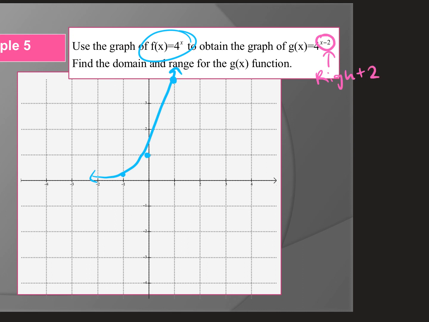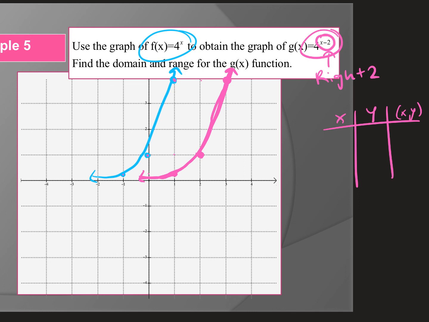So all of my points just get moved to the right 2. So instead of being here, I go 1, 2, now I'm there. Instead of being here at 0, I go 1, 2, now I'm at 2. And then instead of being at 1, I go 1, 2, now I'm at 3. And then just connect my dots. Just like we did before, if we wanted to, we can plug in points for x, get points for y, and we would have our coordinates that we can plot. But we know that it's just going to take our 4 to the power of x graph and shift it to the right 2.